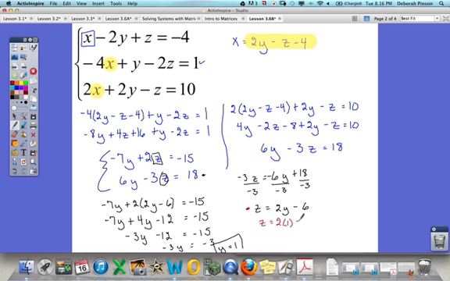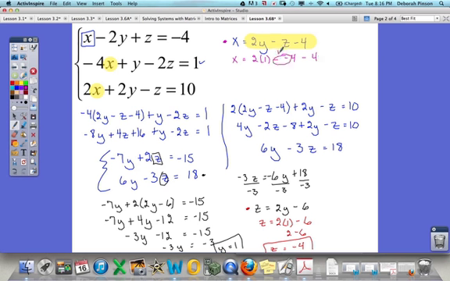Y is 1. So 2 minus 6 is a negative 4. Okay, so that's my z. Now that I have the y and the z, let me see if I can find another color, maybe pink. Then I'm going to plug in up here to get my x. I know my y. I know my z.